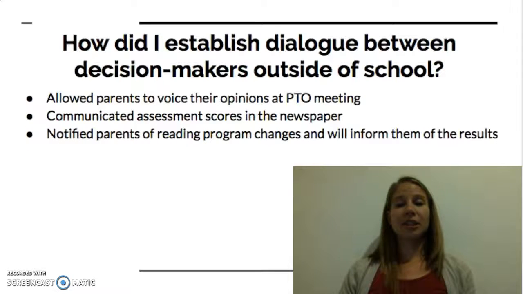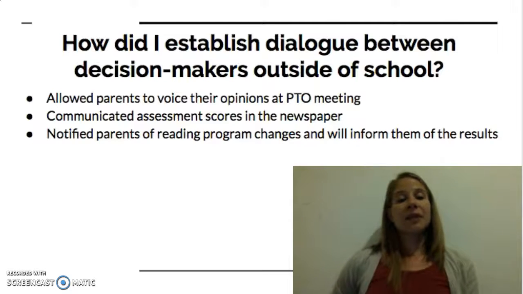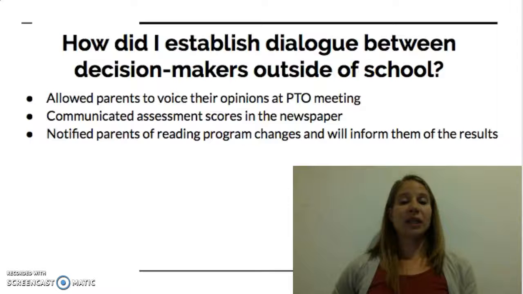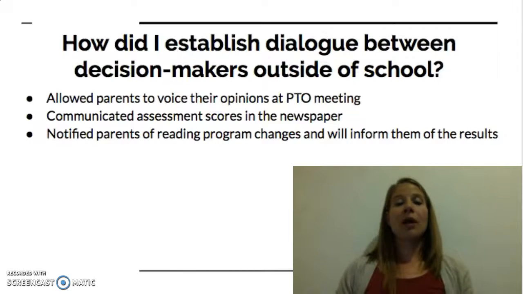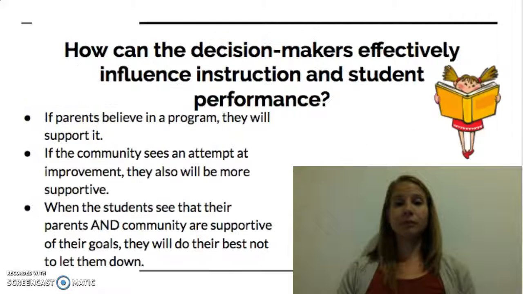How did I establish dialogue between decision makers outside of school? First, I allowed the parents to voice their opinions at the PTO meeting. Also, we communicated assessment scores in the newspaper, and we notified parents of the reading program changes, and we will inform them of the results that come.